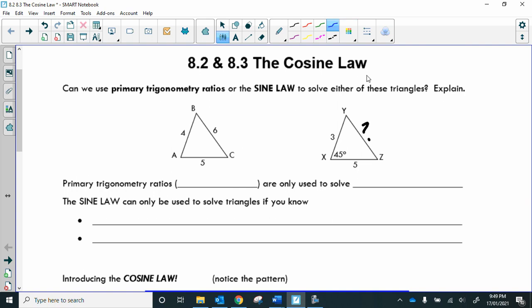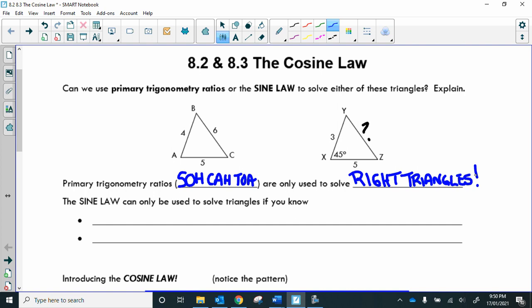Primary trig ratios, that's SOHCAHTOA. When we say primary trig ratios, we're talking about SOHCAHTOA. Those are only used to solve right triangles. We cannot use SOHCAHTOA if there is no right angle. So they can only be used in right triangles, which of course neither of the above are.